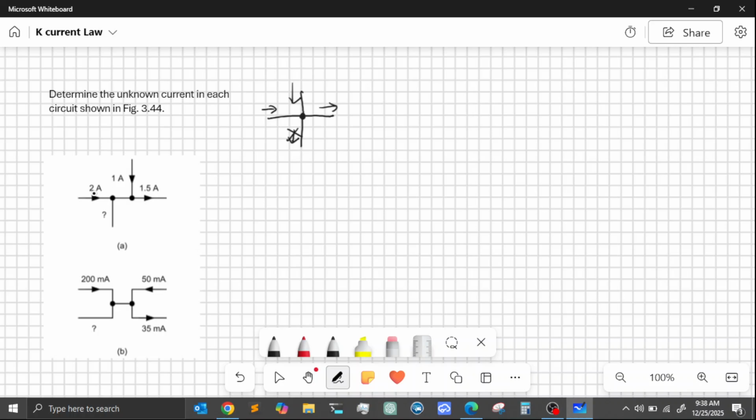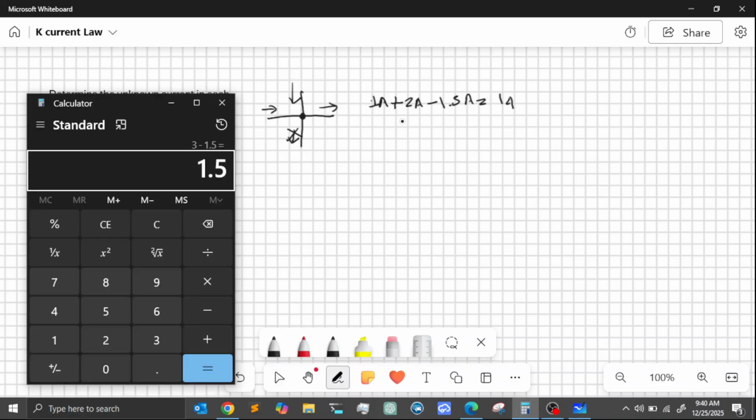All right, so we know this one. Let's do the formula. So we have 1 amp plus 1 amp plus 2 amps minus 1.5 amps, and this is equal to, let's say, I4.